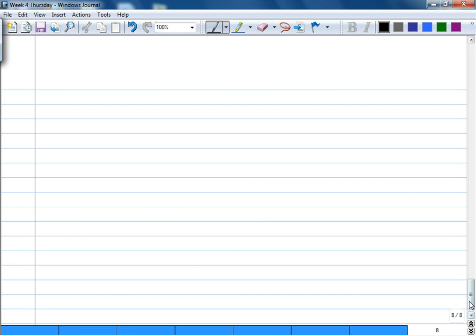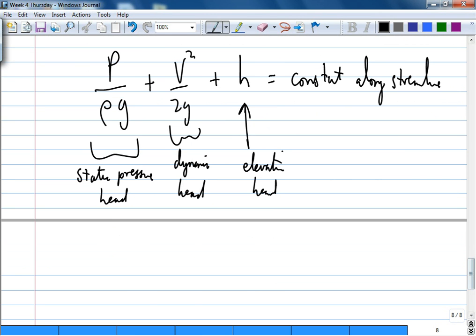Sometimes they call these two terms together, because these two terms are actually the static component. This is just due to the elevation. This is just due to the internal pressure. So there's nothing moving in these two parts. It's only this part, the middle part, that is the dynamic. Those are the names.